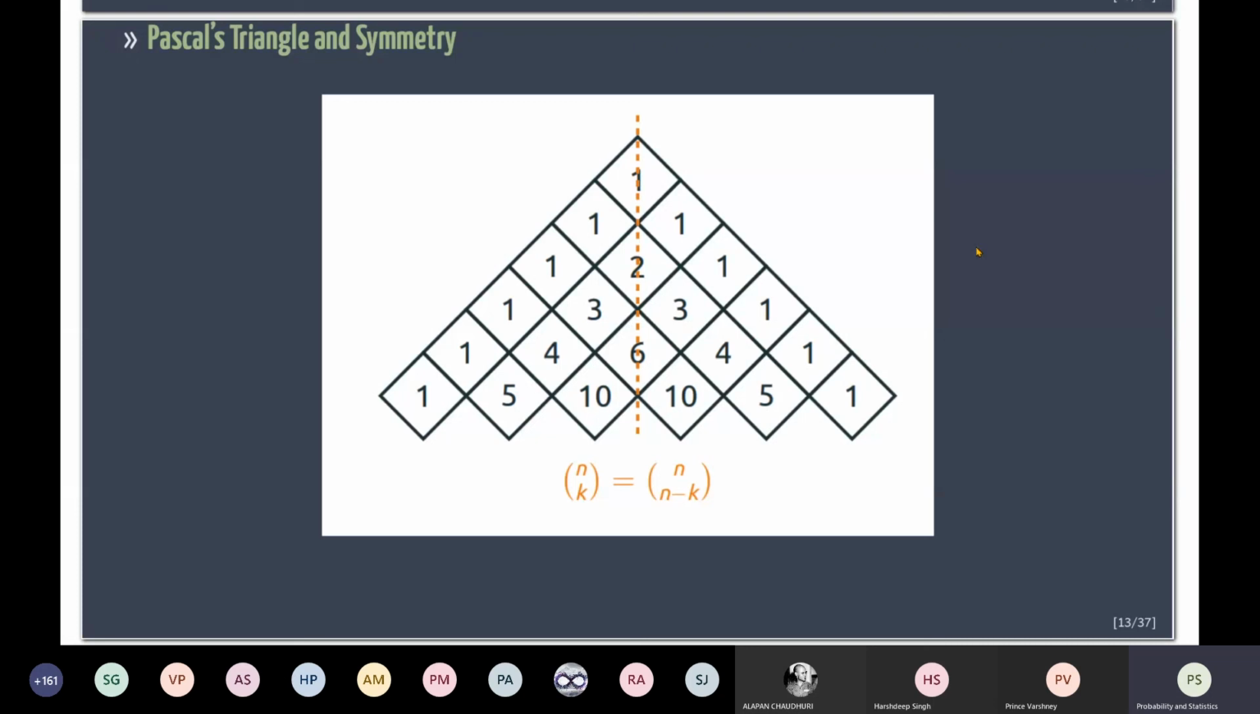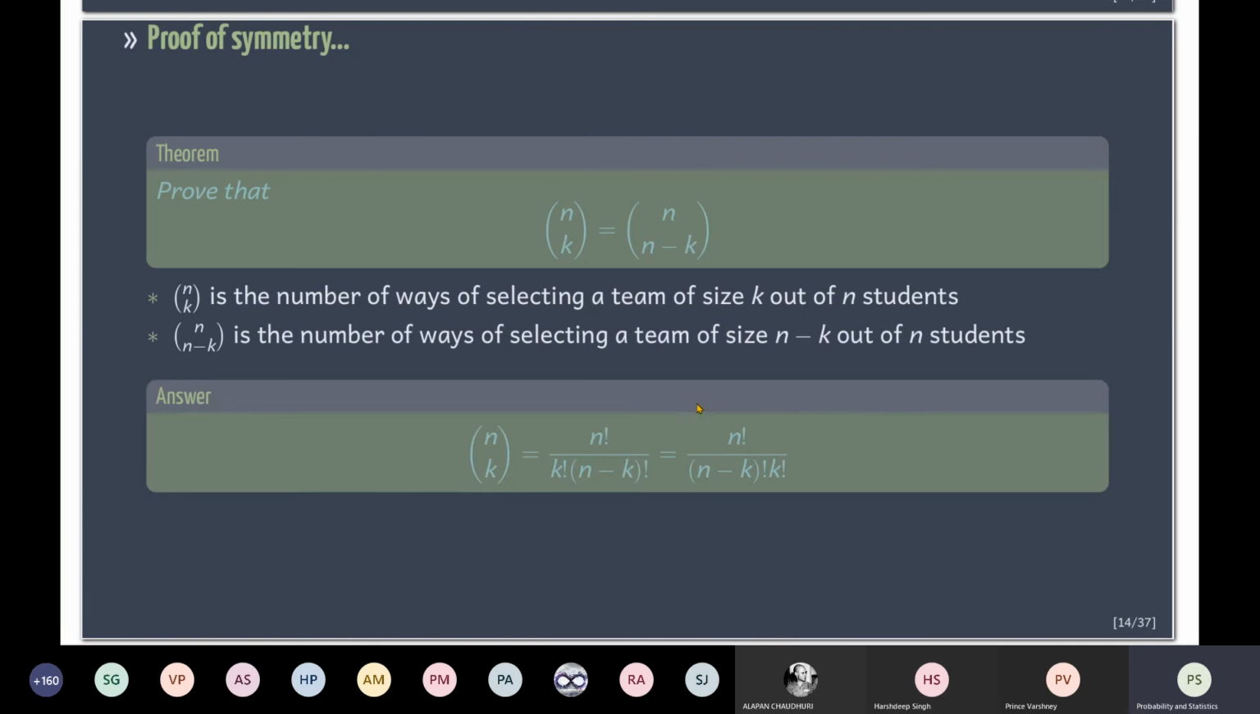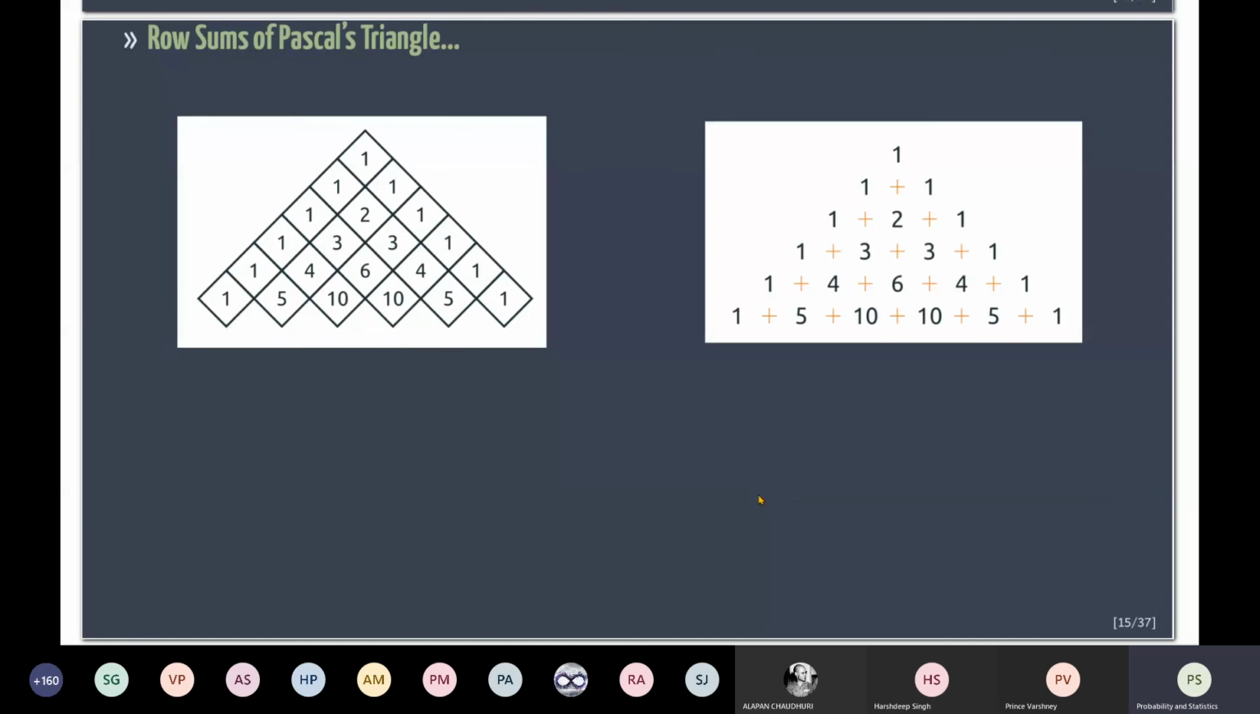There is a symmetry in the Pascal triangle. Okay, so I'm on the next slide. I hope the sync is good. If we look at the symmetry, we can arrive at this result, which is n choose k equals n choose n minus k, which is also evident in the proof. So n choose k is n factorial over k factorial times n minus k factorial, and then we have n factorial over n minus k factorial times k factorial, because we can just flip these.